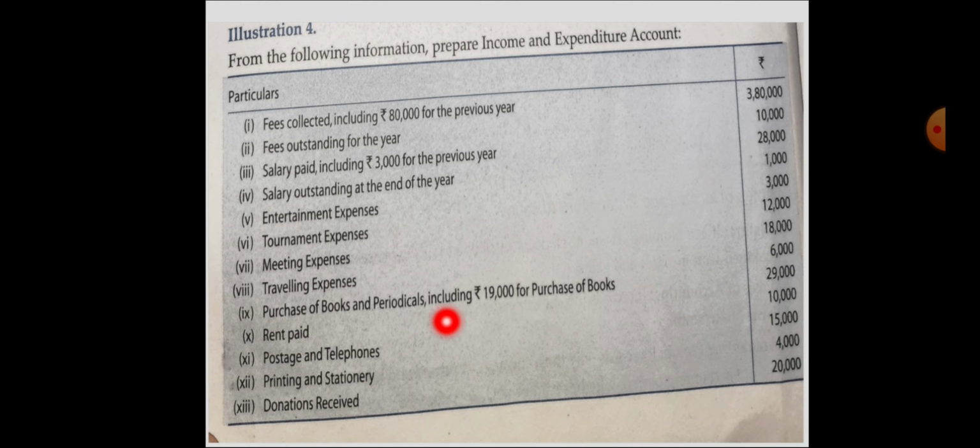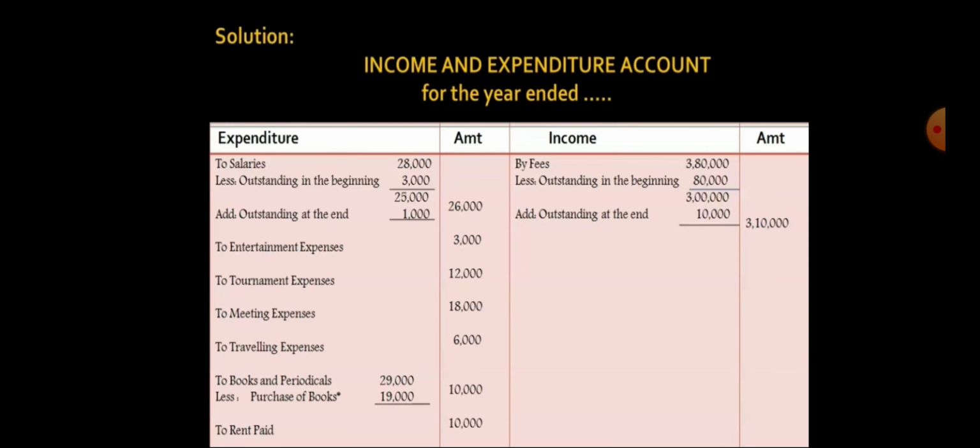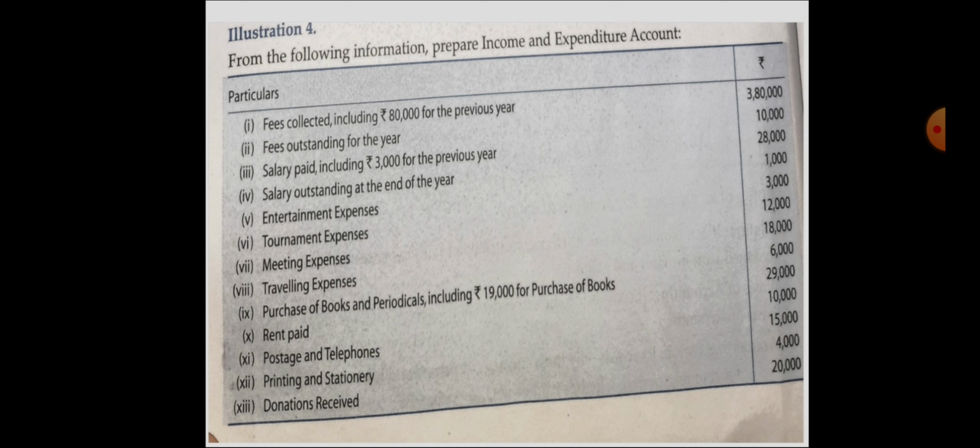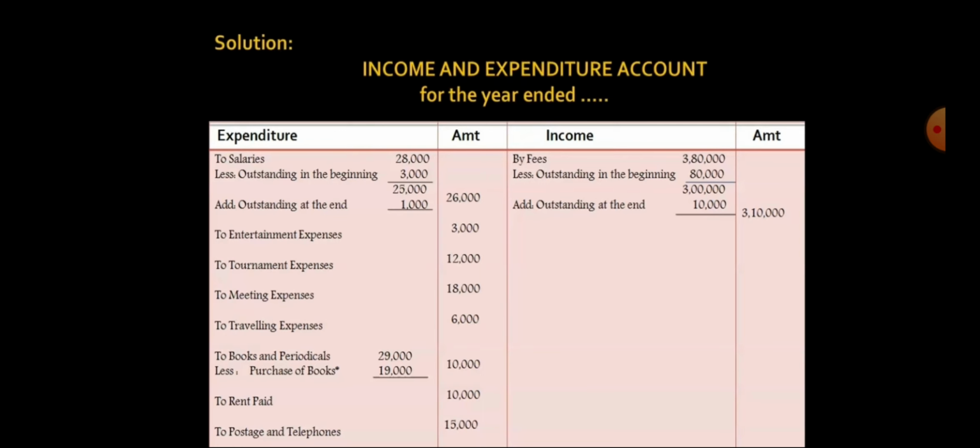Next item in the order is rent paid. Paid means expenditure. So you are supposed to show expenditure. You can see at the bottom of the account, to rent paid 10,000. Next is postage and telephone. Again, it's an expense. You are paying some amount for telephones and postage. So it will also be shown in the expenditure side at the bottom. You can see, to postage and telephones 15,000.